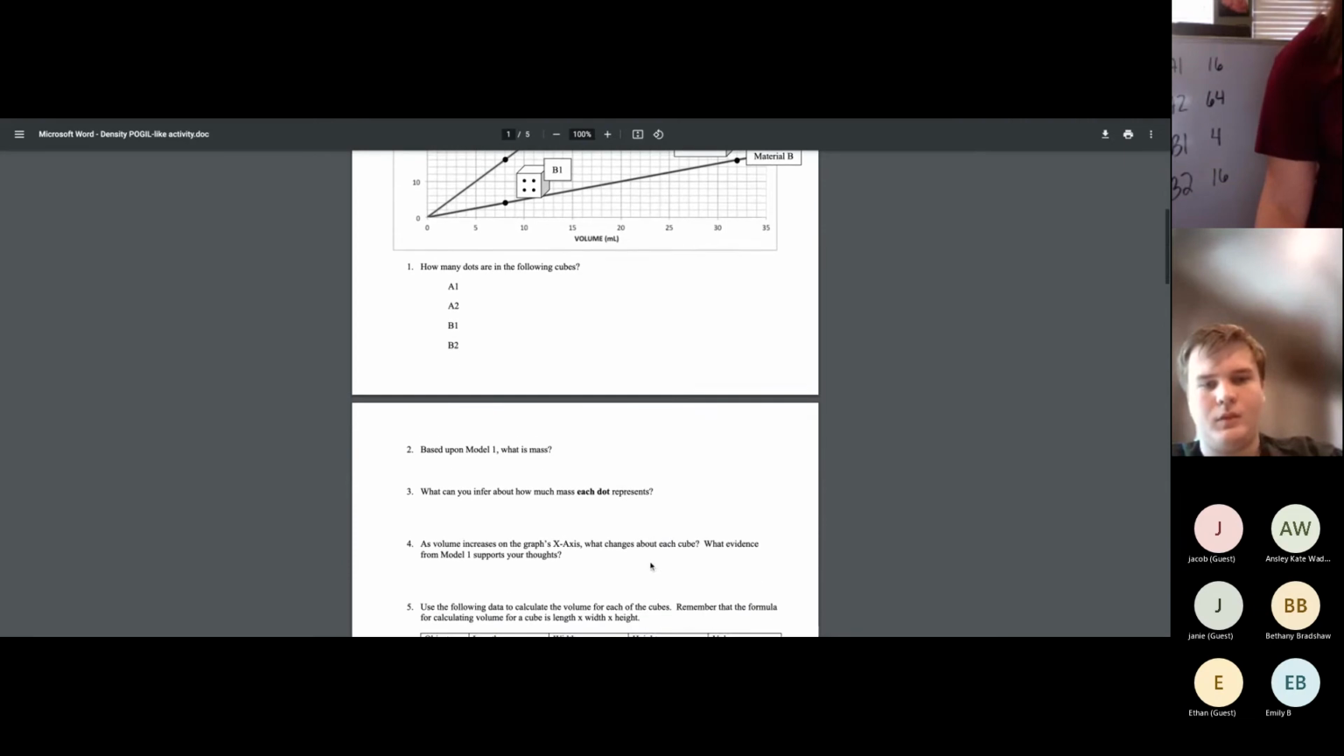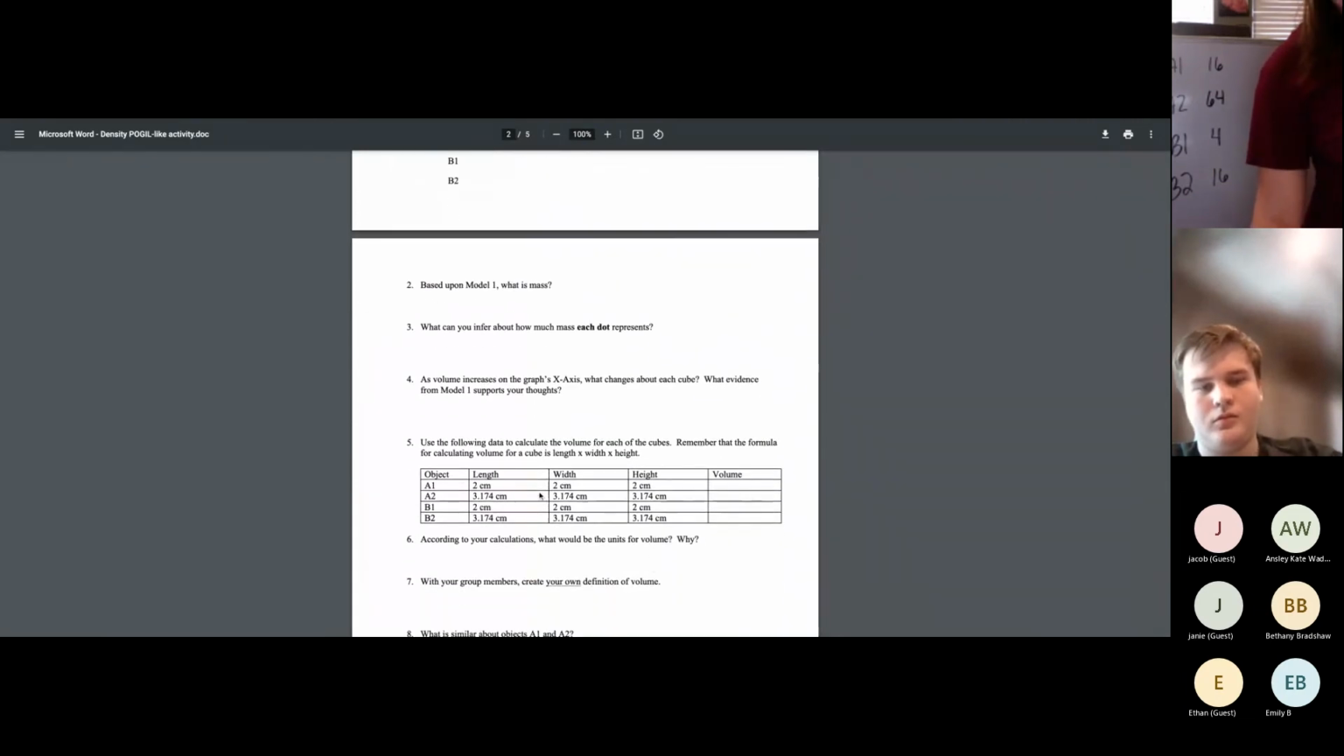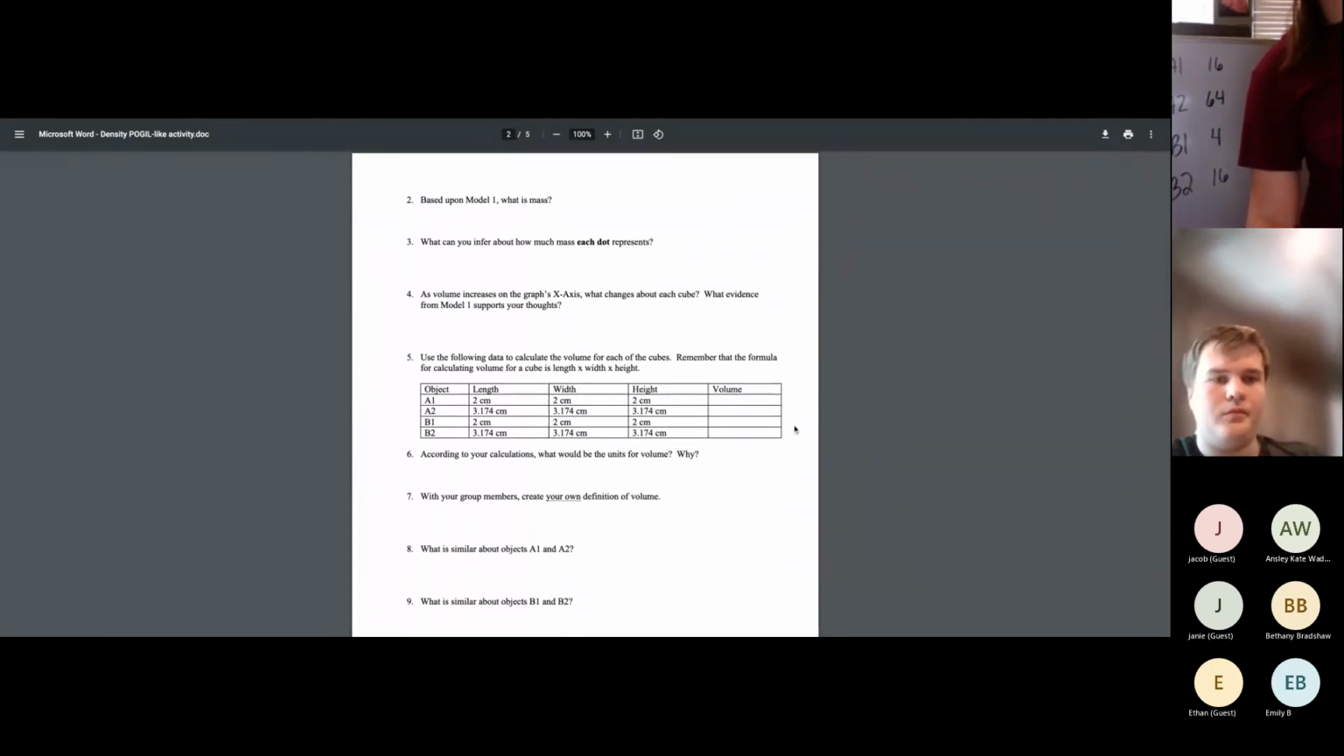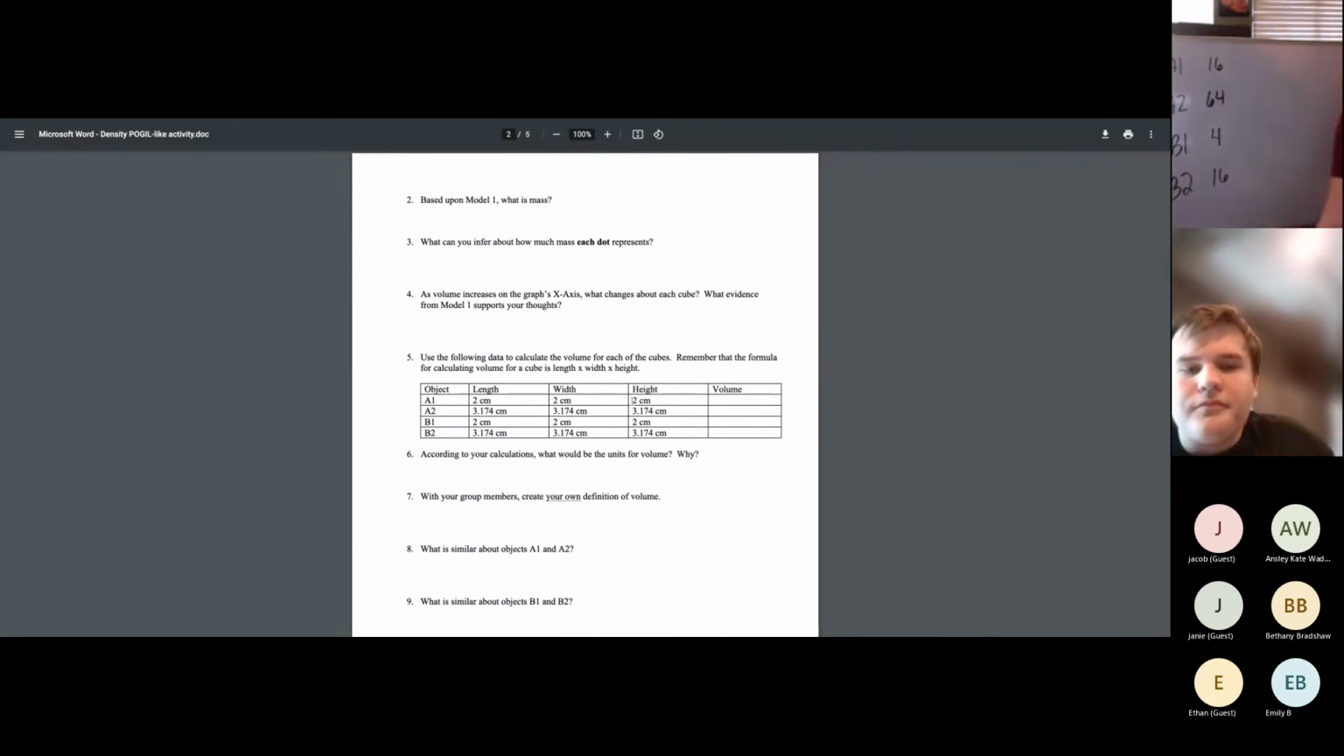Okay. So cool. So let's look here and let's try to fill in some volumes. So we want to use the data to find the volume for our cubes. So we're looking at, once again, these two objects, objects A and object B, and two different samples of those objects. So we want to figure out the volume for them. So how could we do that?